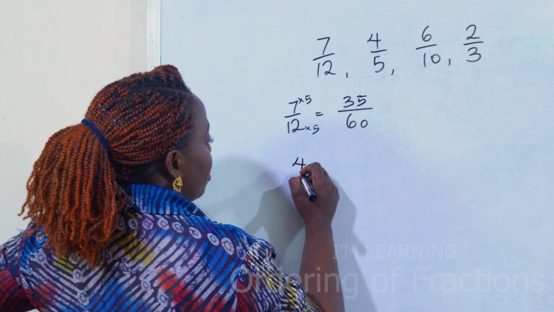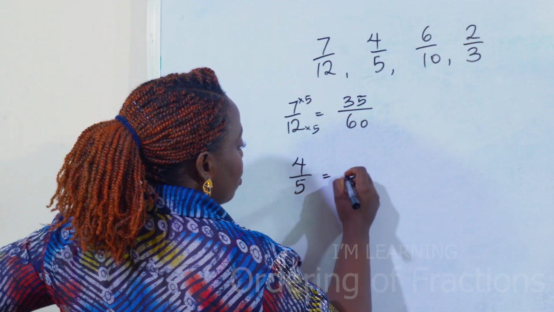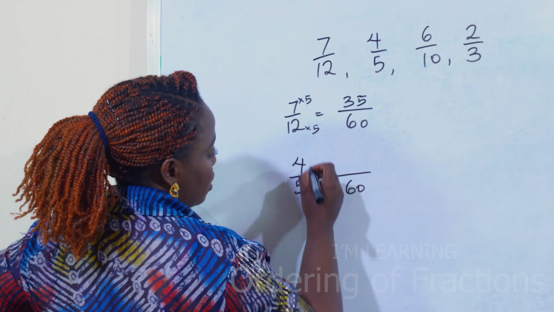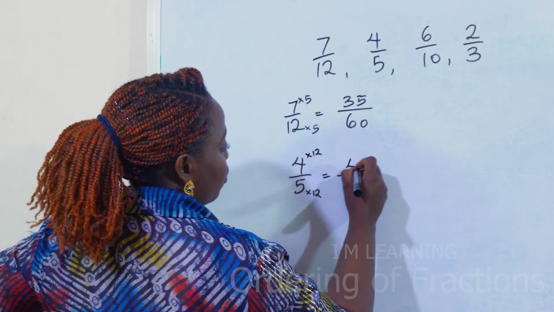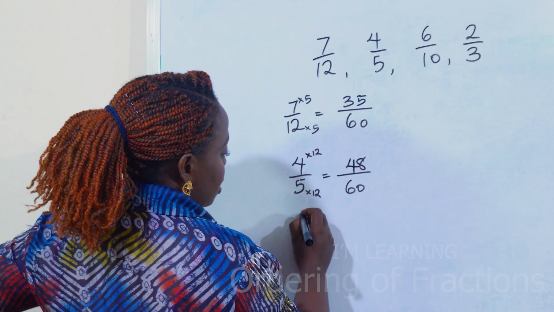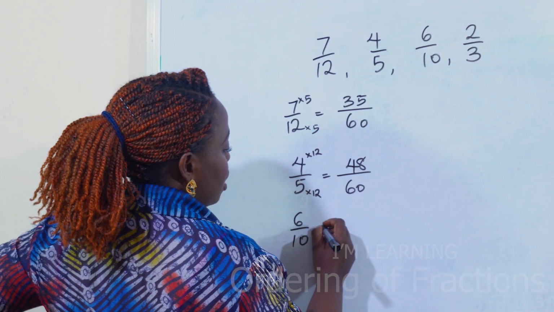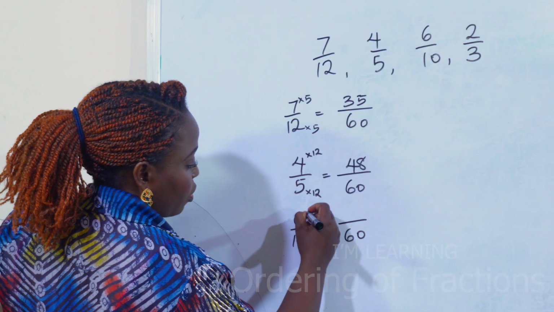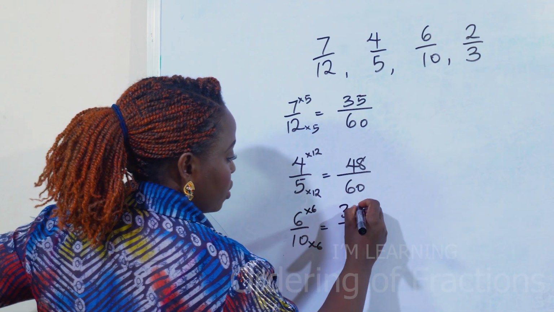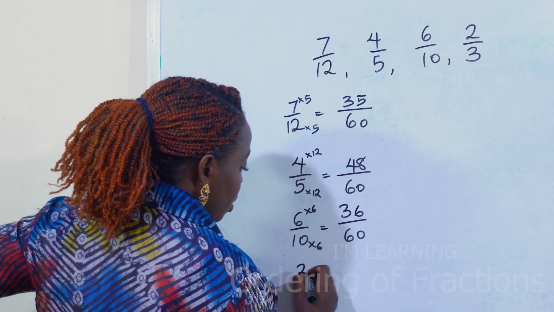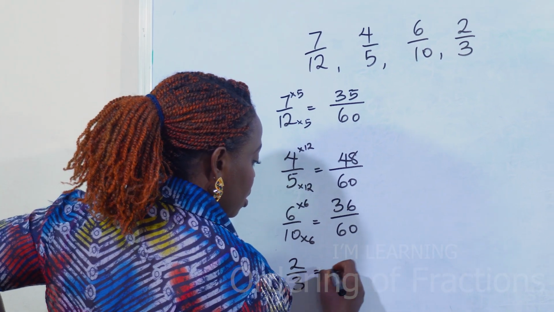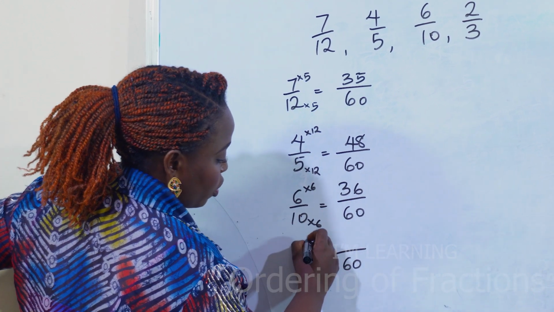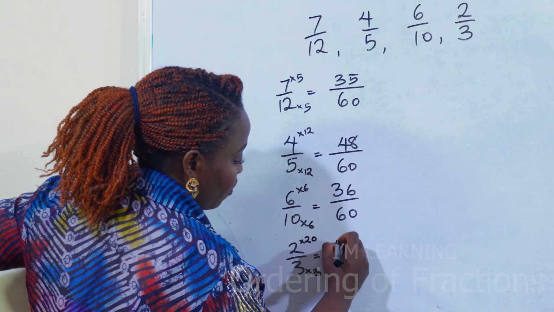Now let's look at 4 over 5 over 60. I multiplied 5 by 12 to get 60, so I'm going to multiply 4 by 12 to get 48. 6 over 10, I multiplied 10 by 6 to get 60. I'm going to multiply 6 by 6 to get 36. 2 over 3, I multiplied 3 by 20 to get 60. I'm going to multiply 2 by 20 to get 40.